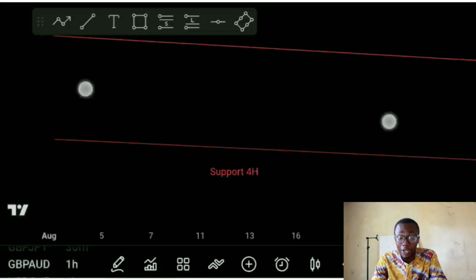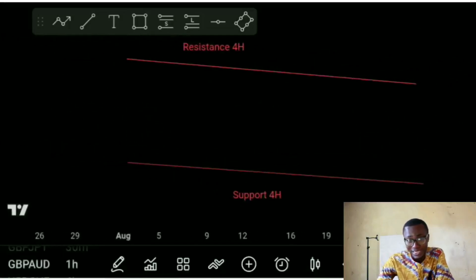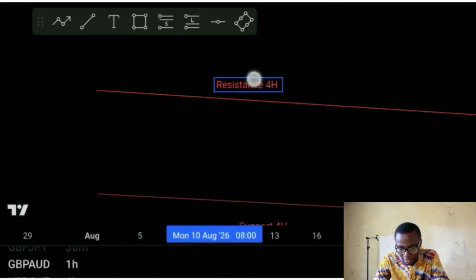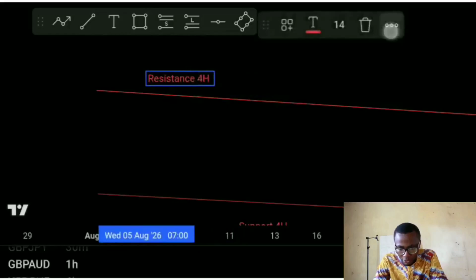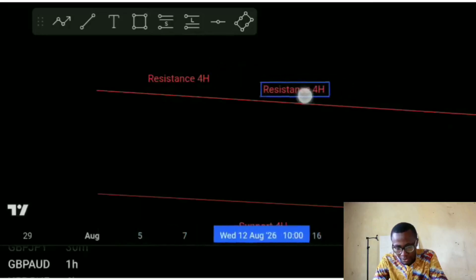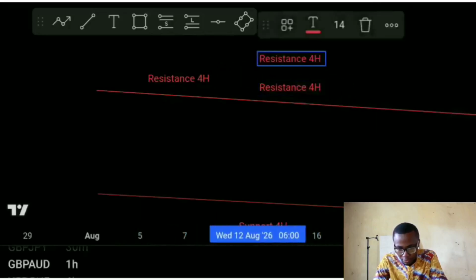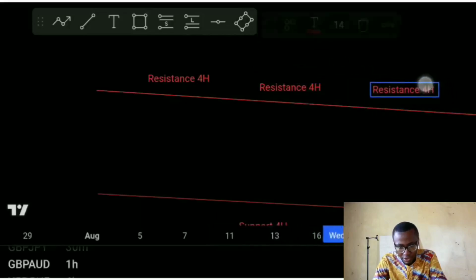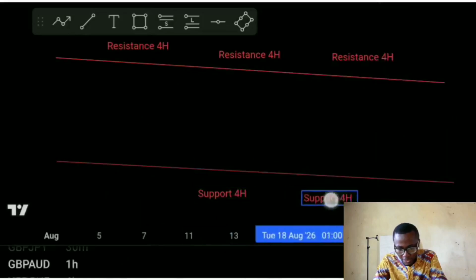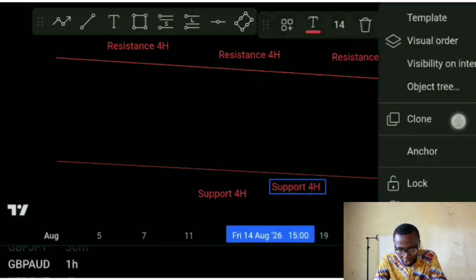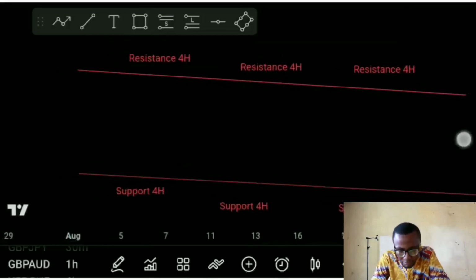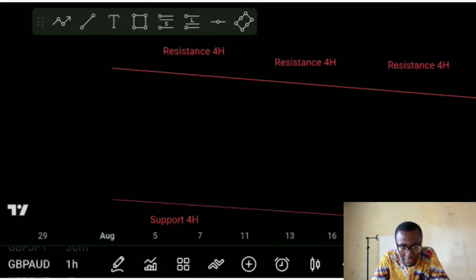Some people might call the support the demand zone, and this resistance, some might call the supply zone. So they have different names for it. So this is the resistance, which is this trend line going down. Then this one is the support from the higher time frame, which is the 4-hour time frame. So now this is how it is.